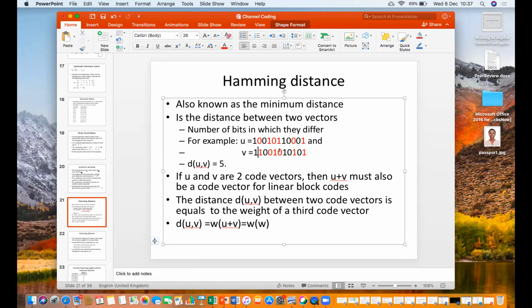1, 2, 3, wait a minute, this is 1. I'm wondering why I have 5 and not 6. It's 1, 2, 3, 4, 5, 6. So this should be 6, not 5. Okay, this should be 6. Let's do it again. This is 1, 2, 3, 4, 5, 6. It should be 6 and not 5. Okay, it's the number of bits in which they are different. So if there are 6 bits, there are 6 positions in which the bits are different.